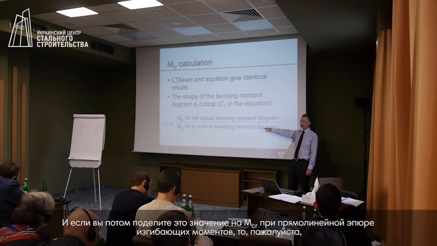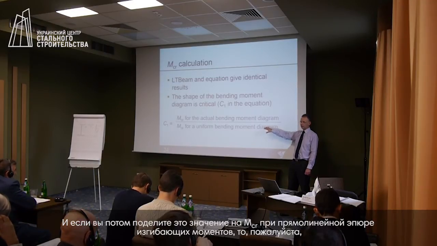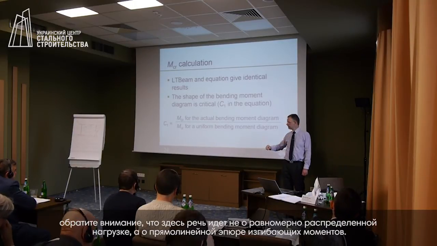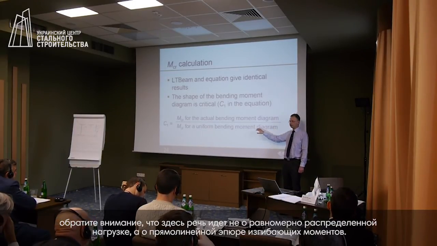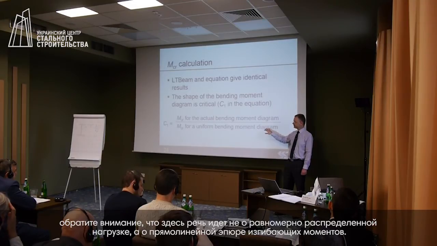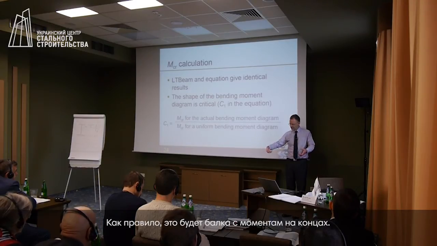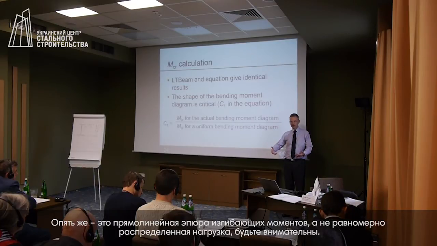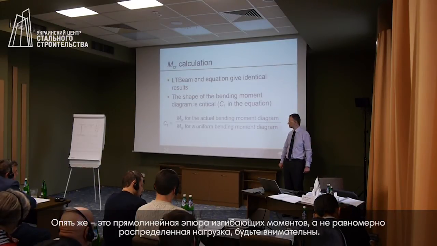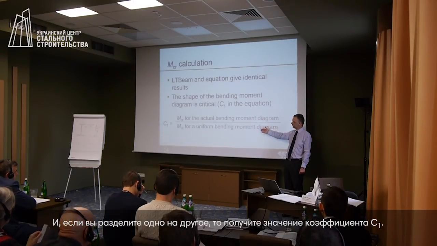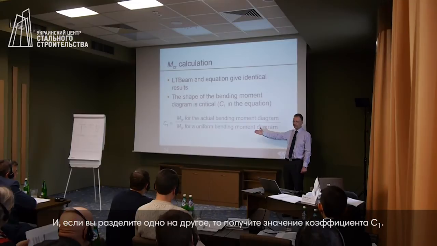And then if you divide by Mcr for a uniform bending moment diagram, and please note, ladies and gentlemen, this is not a uniformly distributed load. This is a uniform bending moment diagram. So typically it would be a beam with end moments on to give you a uniform bending moment diagram, not a uniformly distributed load. And if you divide one by the other, that will give you the value of C1.